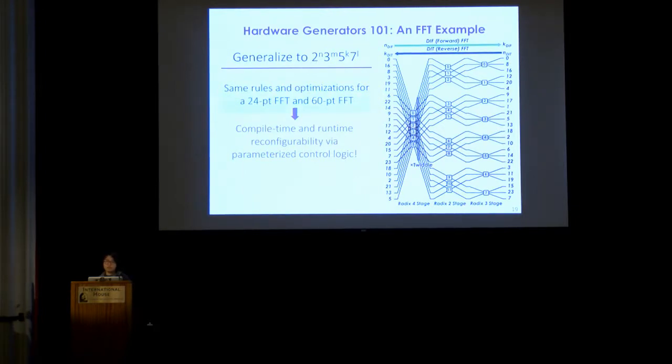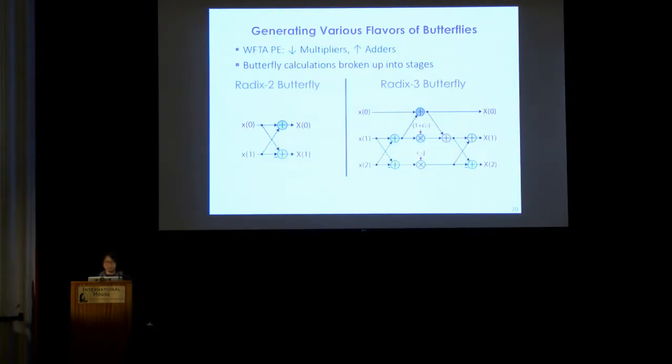applies to a 60-point FFT or an 864-point FFT, and this leads to the conclusion that you can perform reconfigurability at compile time or at runtime via parameterized control logic. And this is actually really nice because it's extensible to using Chisel for generators.